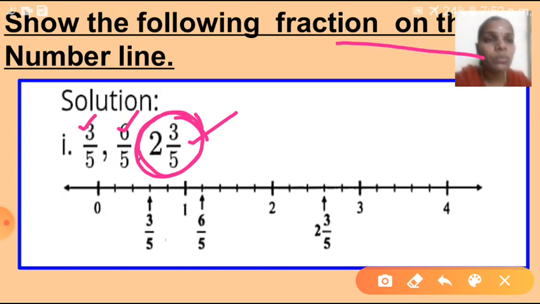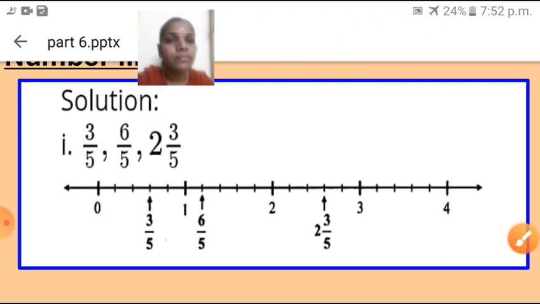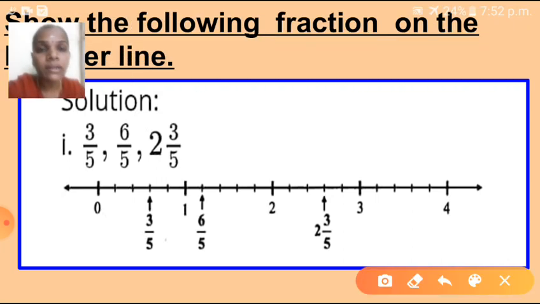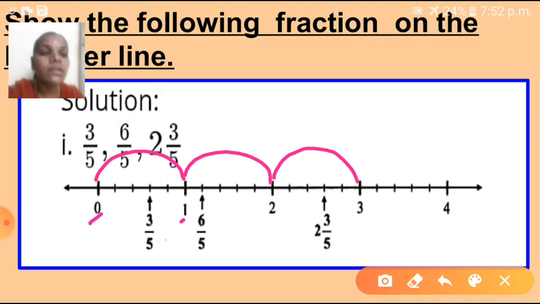How do we have to show it? Children, first we have to make a number line. Afterwards we have to divide. We have to make a unit. So children, see here, this is a line. Afterwards you have to start from 0. This is 1 unit, this is another unit, third unit, fourth unit.